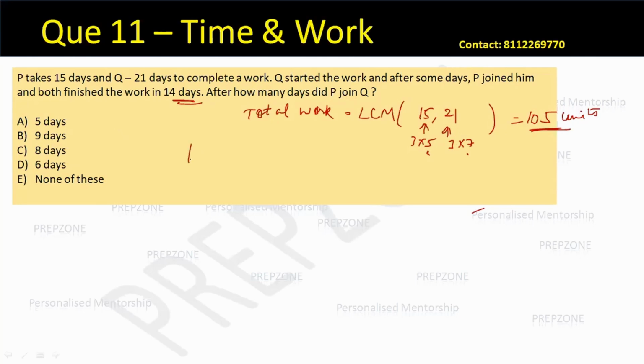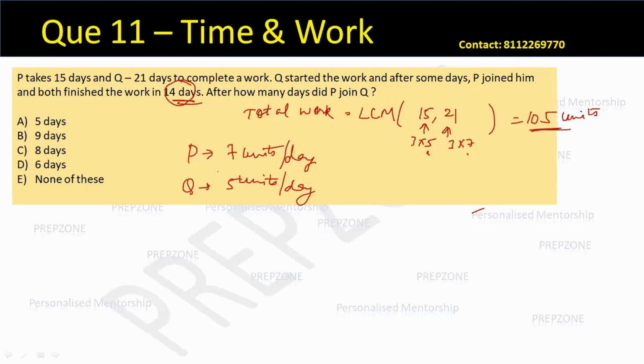P takes 15 days to finish 105 units, which means P is doing how many units of work per day? 7 units per day. What about Q? Q takes 21 days to finish 105 units of work, which means he's doing 5 units per day. Now what is given is Q started the work and after some days P also joined him and they both finished in 14 days.